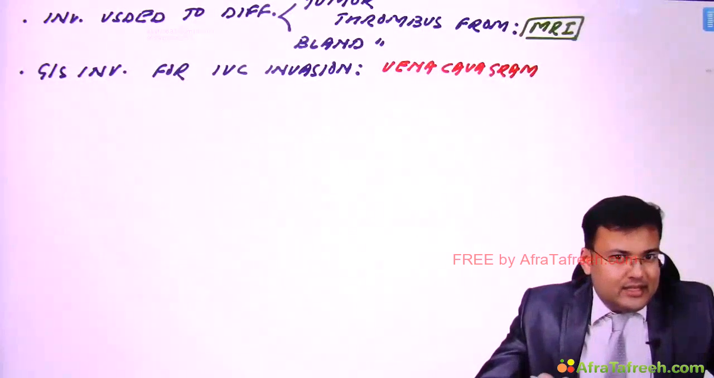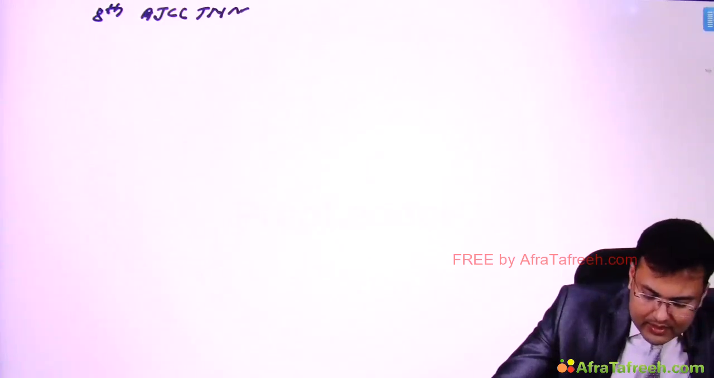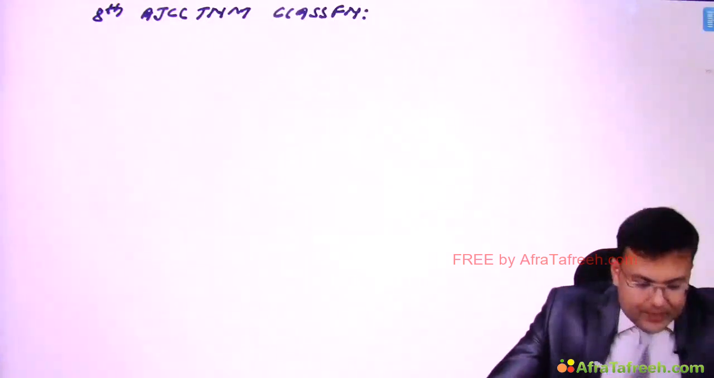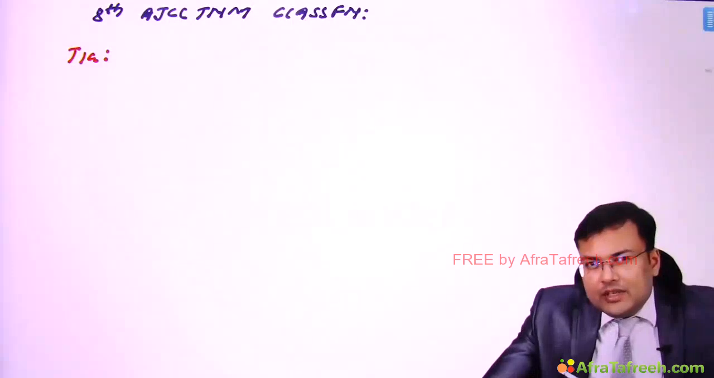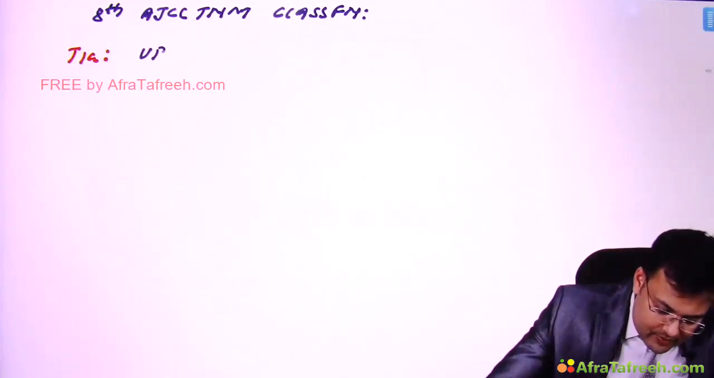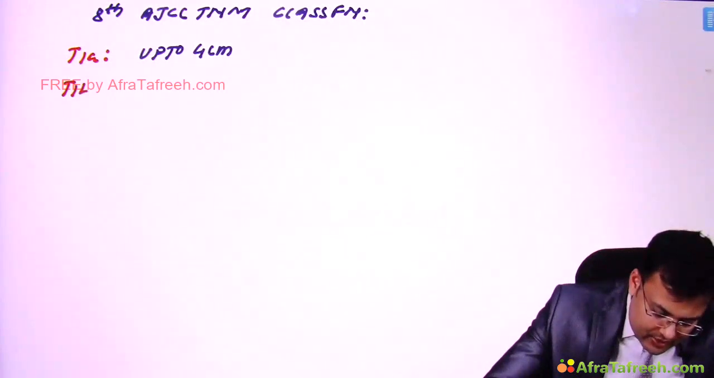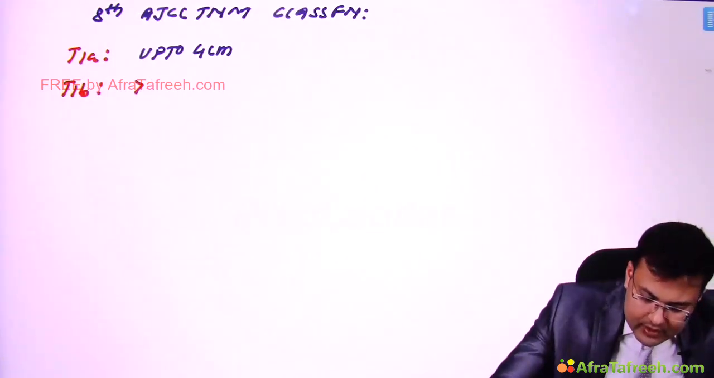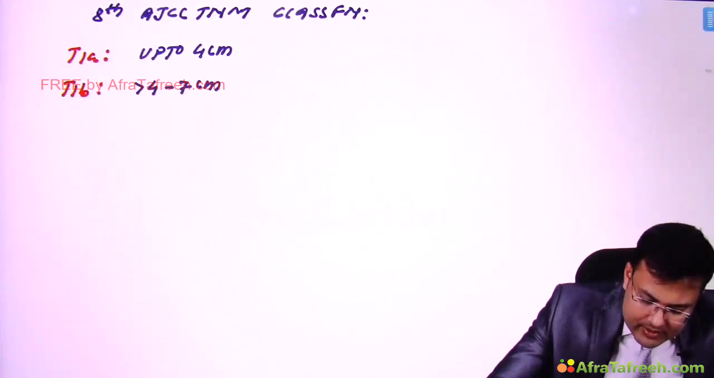AJCC 8th TNM classification and staging for RCC. So what's the 8th AJCC TNM classification? And it's very easy to remember. Okay, so first see what's T1A. T1A means the size of tumor is up to 4 centimeter, right? What is T1B? It's more than 4 to 7 centimeter.